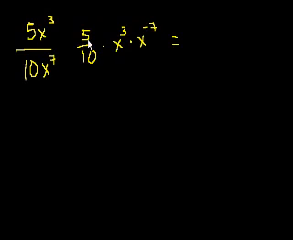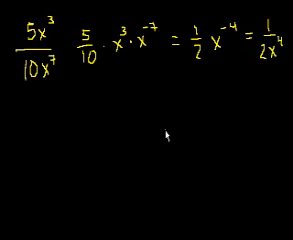And this is equal to 5/10 is 1/2. And then here we have the same base and we're multiplying, so we can add the exponents. 3 plus minus 7 is minus 4. So x to the minus 4th power. And we could write that as 1 over 2 times 1 over x to the 4th, or 1 over 2x to the 4th. And that is choice B.